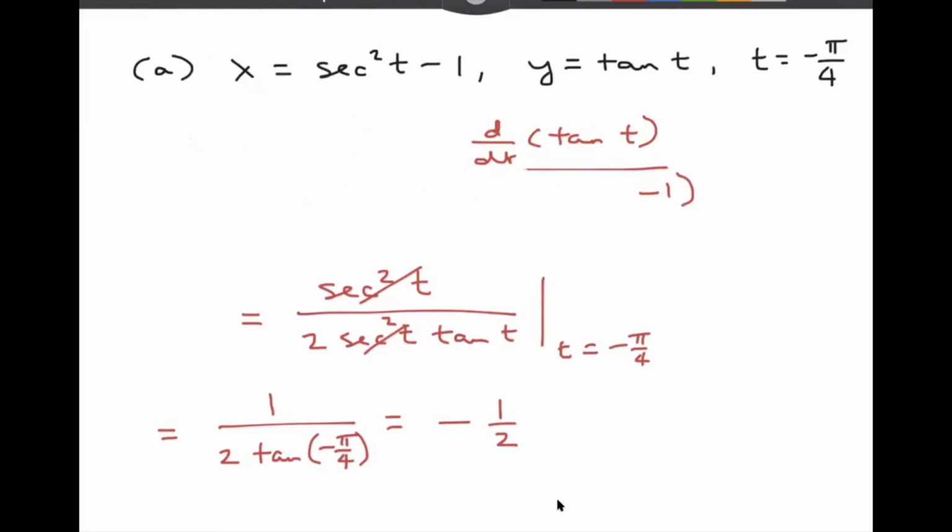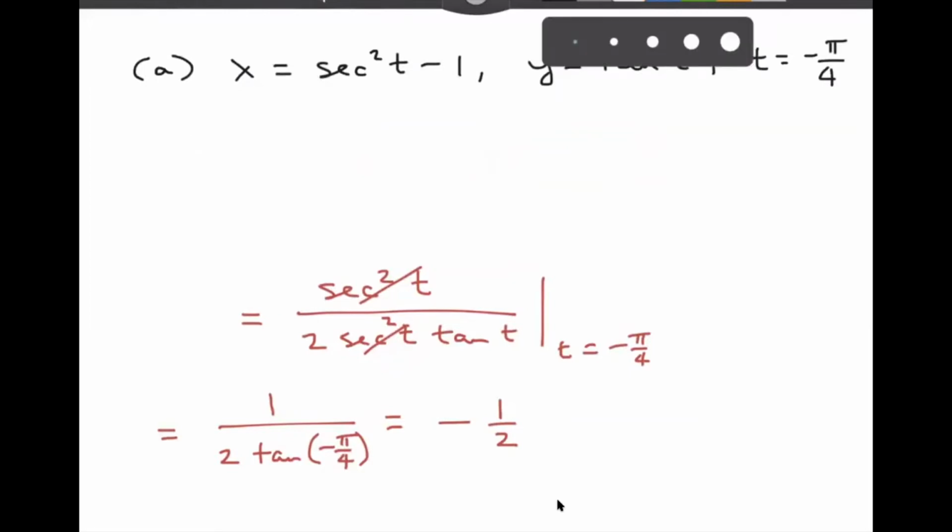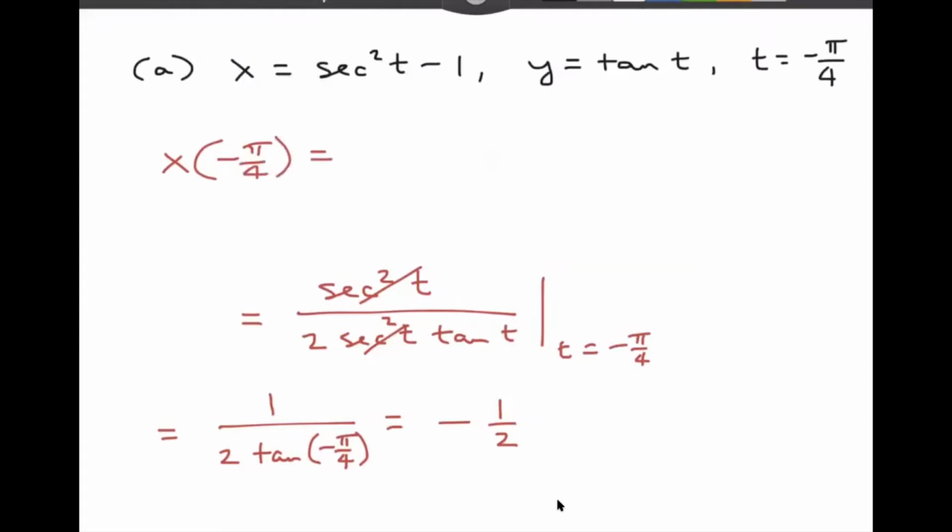Okay, so we'll go up here. All right, and the notation that we typically use for this kind of thing is x at negative pi over 4. So that's going to be secant of negative pi over 4, and then we have to square that, minus 1.